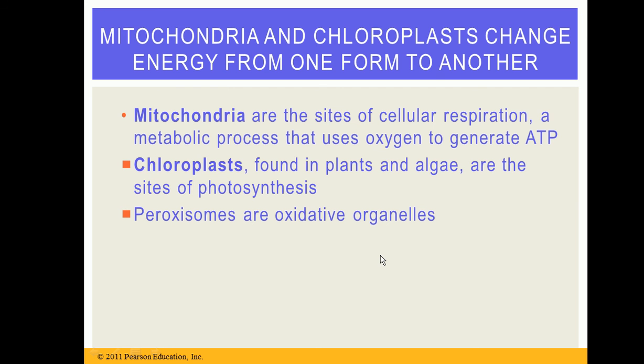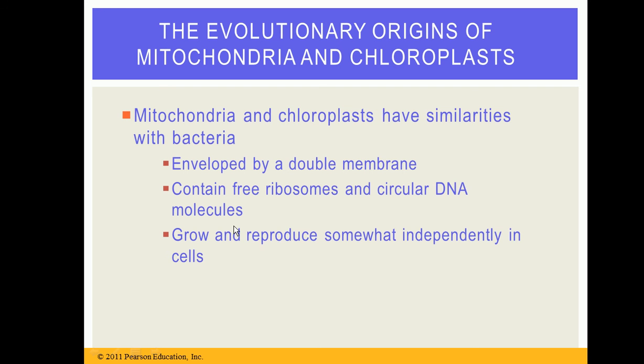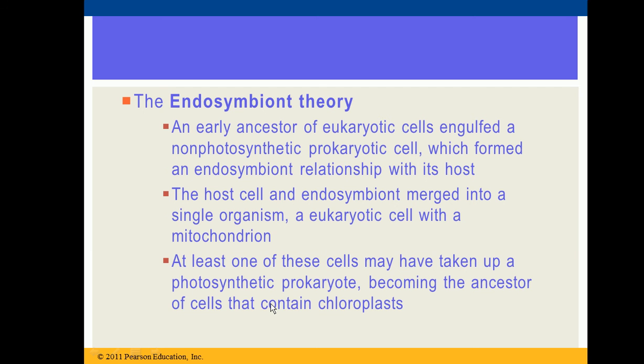They are oxidative organelles. So mitochondria and chloroplasts have similarities with bacteria. Okay, and what are those? Both are enveloped by double membrane, contain free ribosomes and circular DNA, and grow and reproduce somewhat independently in cells. So there is one theory called endosymbiotic theory. According to this theory, mitochondria and the chloroplasts, which are now organelles in the eukaryotic cells, are basically prokaryotic organisms.